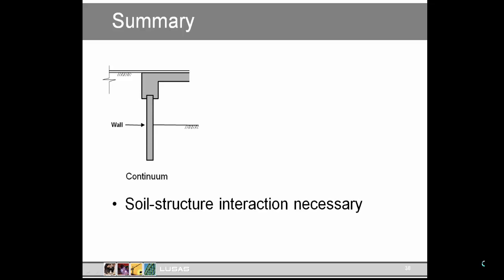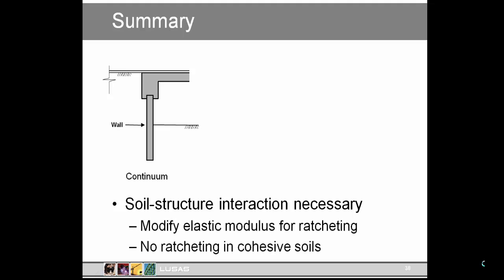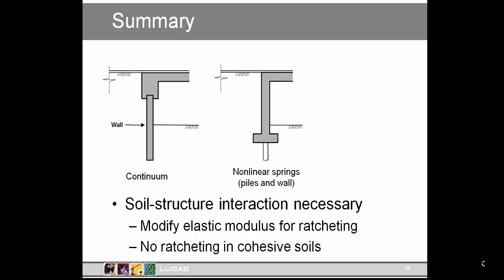For an embedded wall integral abutment, a soil structure interaction analysis is required, typically a continuum analysis. To account for ratcheting, the elastic modulus can be modified using formulae based on the usual K-star formulae. But there's no need to take account of ratcheting when the retained material is cohesive. For abutment walls on a single row of piles, we can represent the soil around the piles and behind the wall using springs or nonlinear joints. Again, with granular backfill, we would typically need to adjust the spring properties by the wall to account for ratcheting.